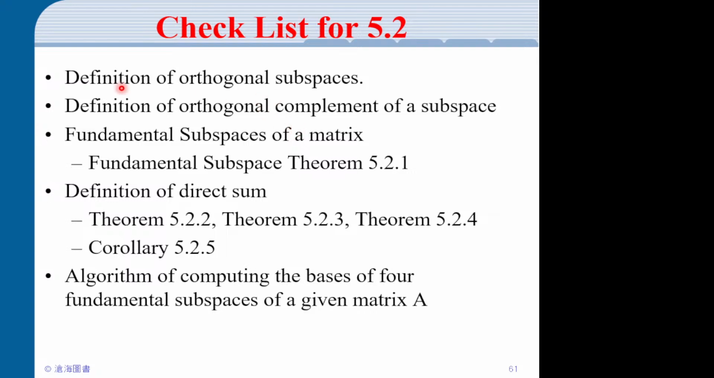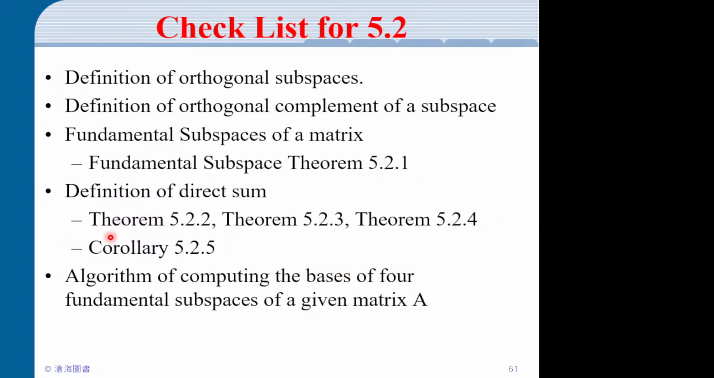And so remember orthogonal subspace: everything inside X is orthogonal to everything inside Y, and the orthogonal complement is the biggest possible orthogonal subspace to a subspace. Then we go back to matrices a little bit. We see that the null space and the transpose of the row space are orthogonal complements of each other. And then we prove a bunch of things about direct sums.